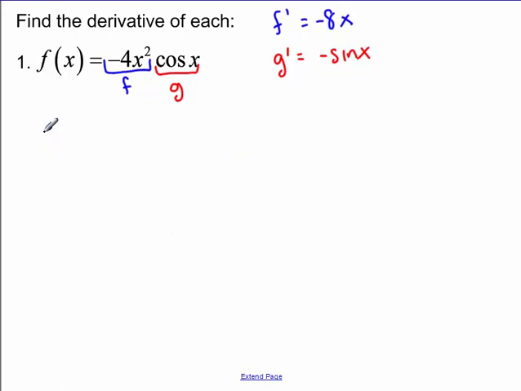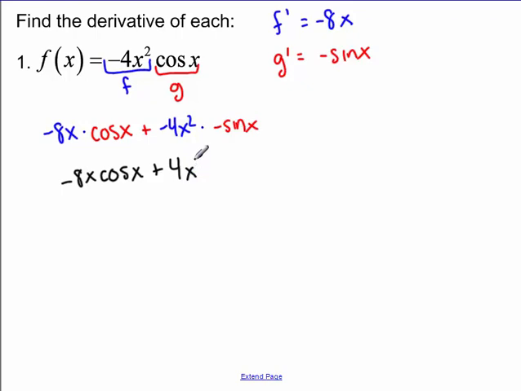So we have derivative of the first, leaving the second alone, plus leaving the first alone. Derivative of the second was a negative sine of x. So simplifying that all out, we have negative 8x cosine x plus 4x squared sine x. If you wanted, I guess you could factor out a 4 and an x, but that's not super necessary.